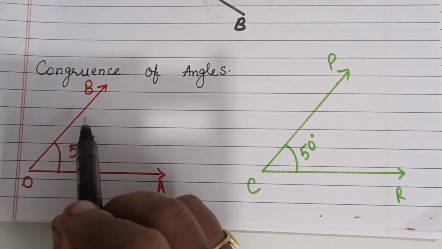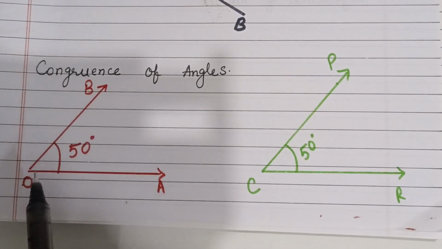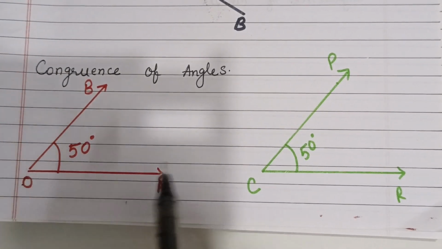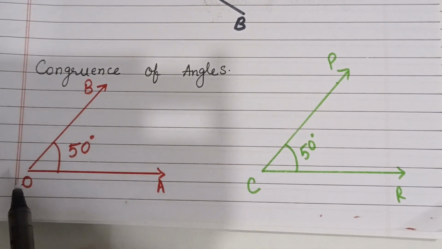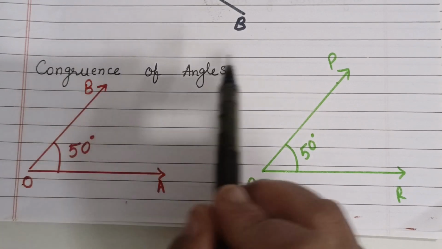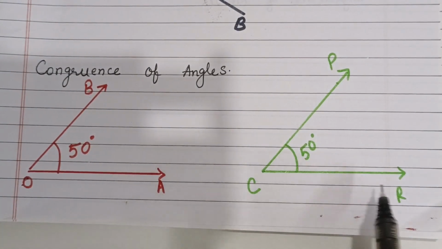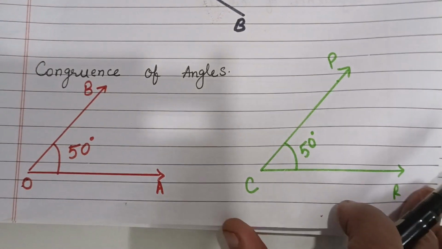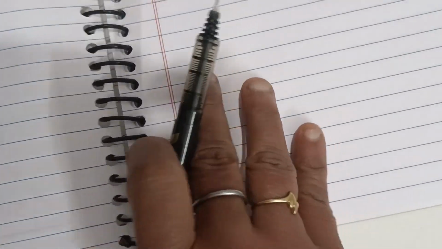Otherwise, if I am talking about AOB, I am keeping this AOB on PCR. So this point O will overlap with point C. This B will overlap with P. A will overlap with R. So these two angles will completely overlap each other.